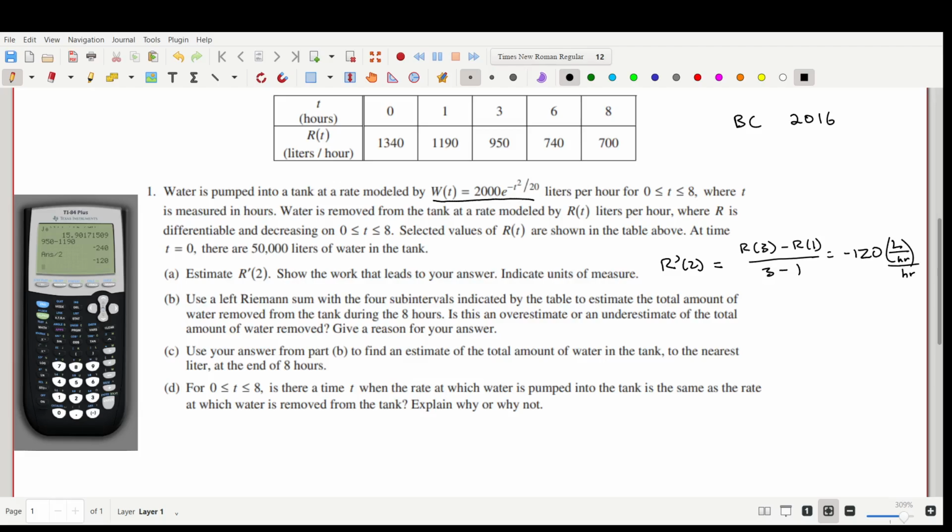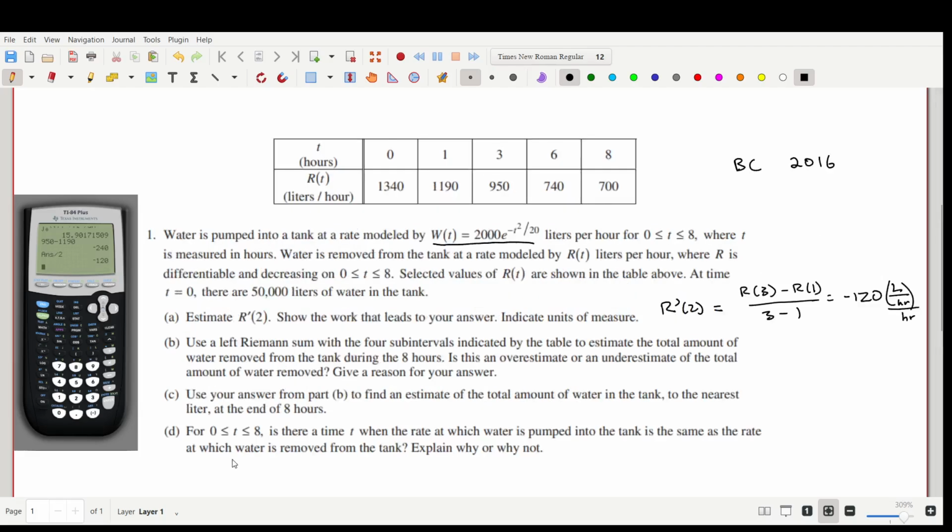All right. Use a left Riemann sum with the 4 subintervals indicated in the table. Sometimes people are confused by what that is. It's these subintervals: 0 to 1, 1 to 3, 3 to 6, and 6 to 8, to estimate the total amount of water removed from the tank during the 8 hours. Is it an underestimate, and give a reason. Okay, so left Riemann sum for removed.